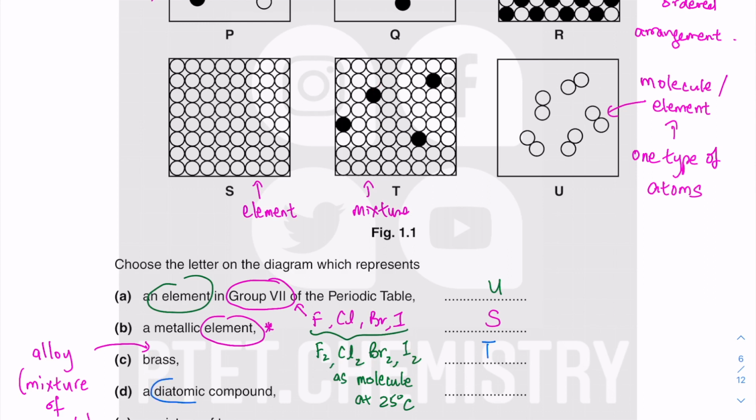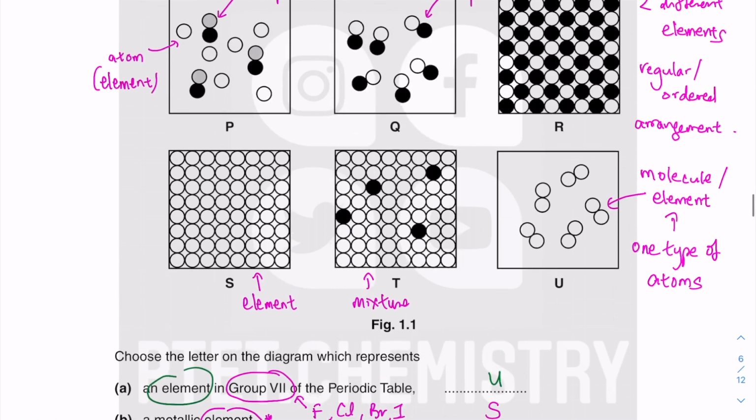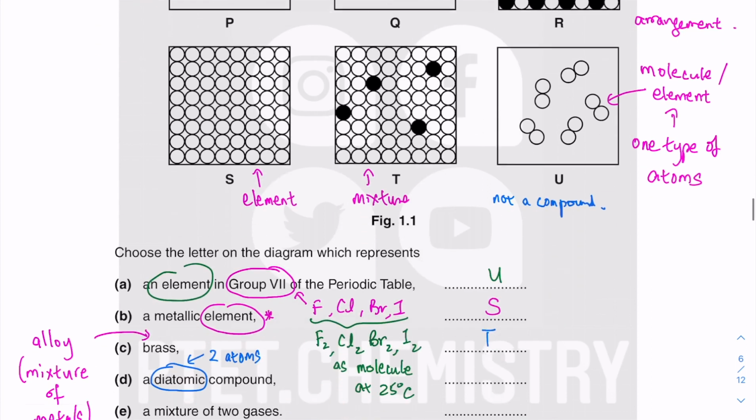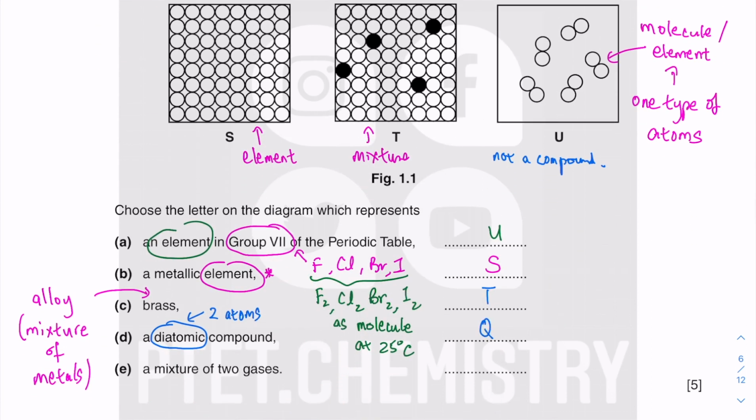Next one, a diatomic compound. Di refers to two atoms, because diatomic means two atoms. Okay, it has to be a compound, and this is an element. This is not a compound because you do not have different types of elements. These are all the same compound. They consist of two different elements and two different atoms chemically bonded together in a fixed ratio. So Q is a diatomic compound.